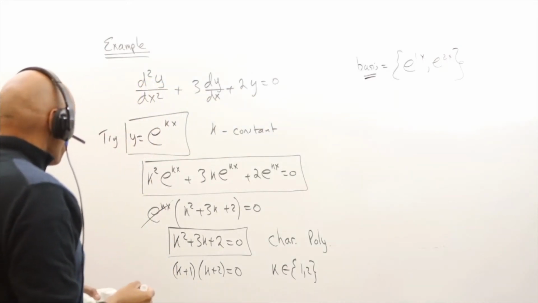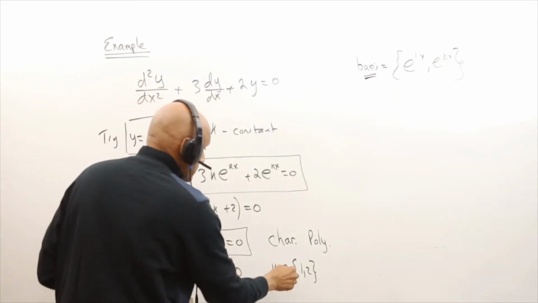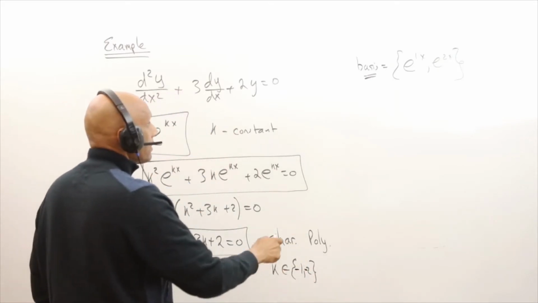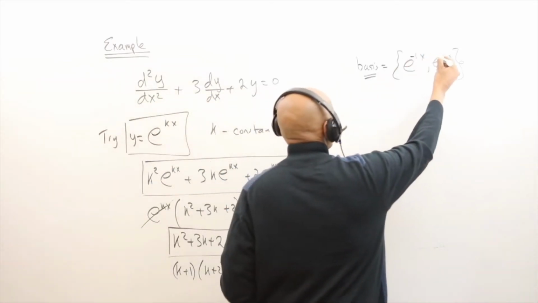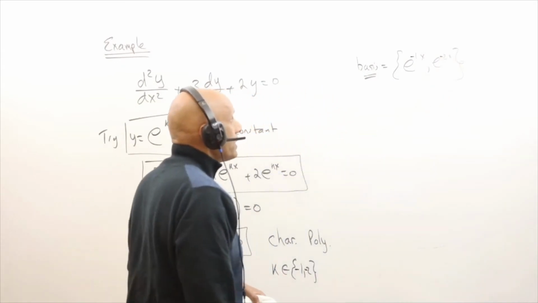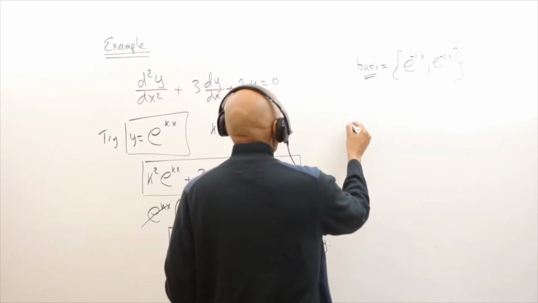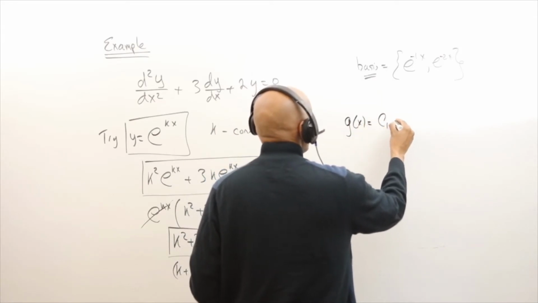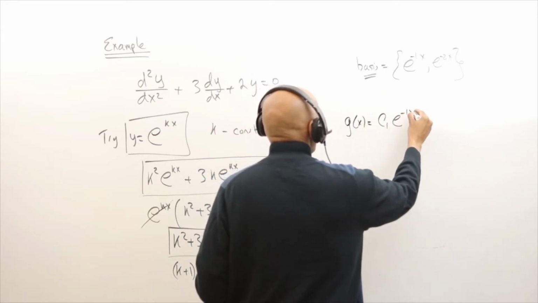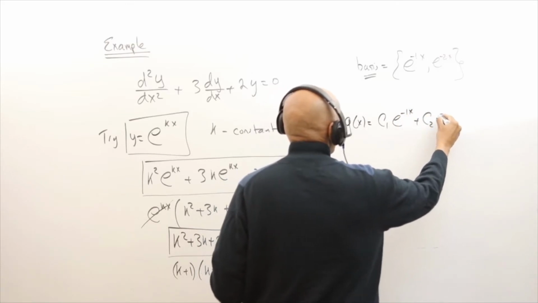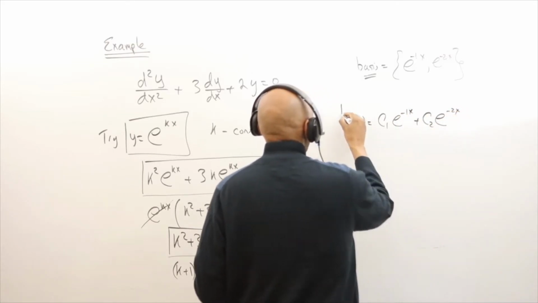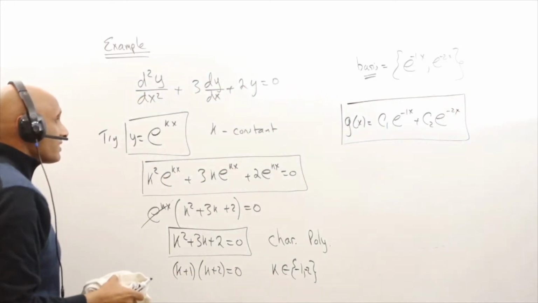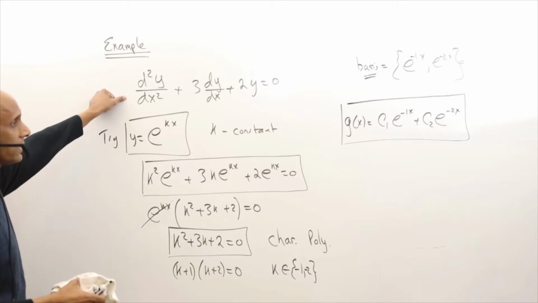Oh, I'm sorry, I made a mistake. This should be -1 and -2. I'm skipping steps. So here's -1 and -2. This is our basis, which means that if g of x is a solution, then it is some constant c1 times e to the -1x plus c2 e to the -2x. So this is the general solution for this second order differential equation.